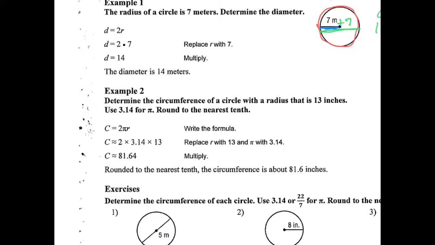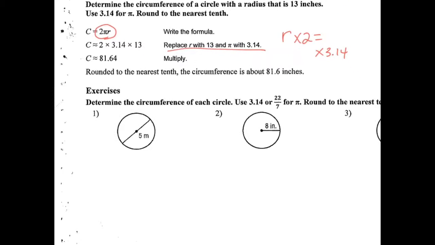Here in example 2, they've got you writing out the formula. You can see that you're replacing the radius with the number 13 here, and then multiplying that times 3.14. They're using this right here. They're telling you to do 2 times pi times r, but really all you need to do is take that r, multiply it by 2, and whatever that is, multiply times 3.14. It's a lot easier to think of it as just pi times diameter.